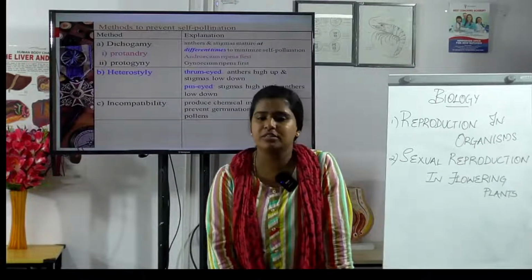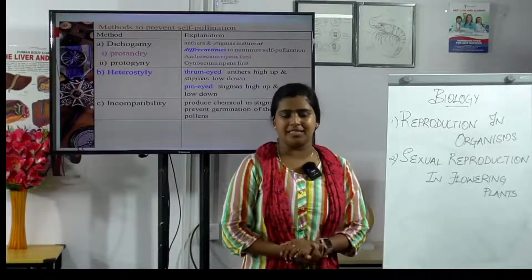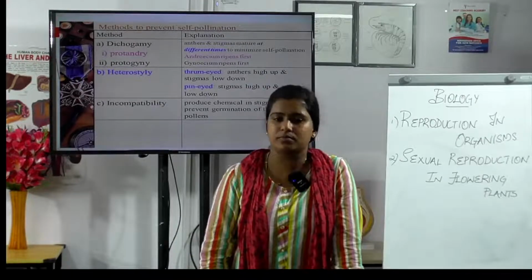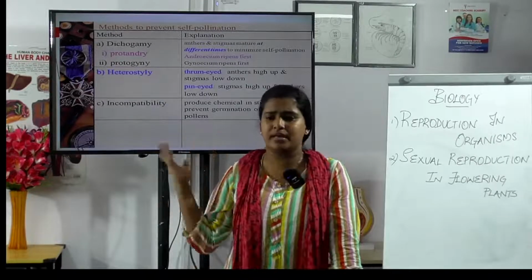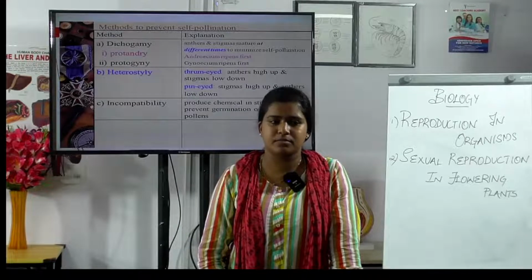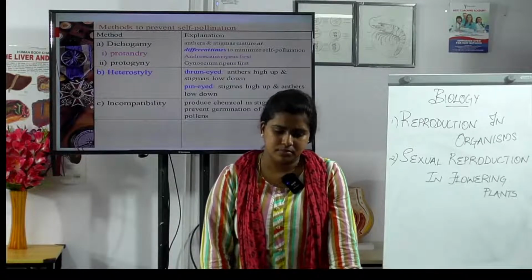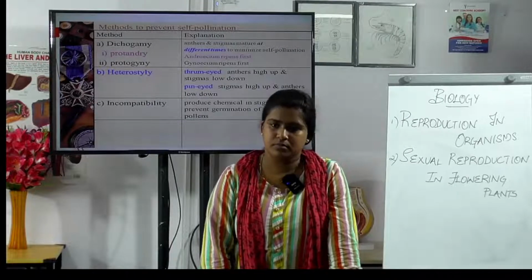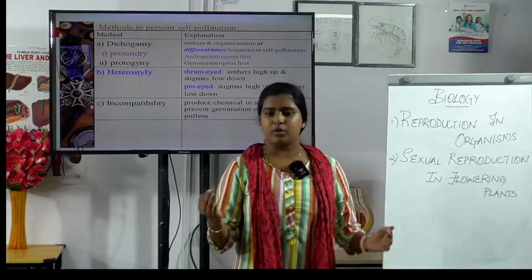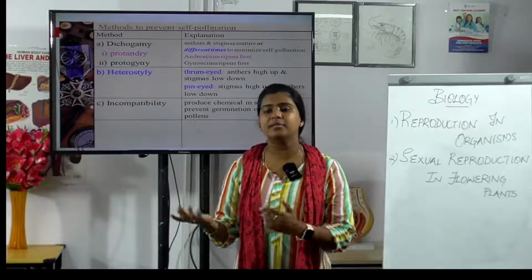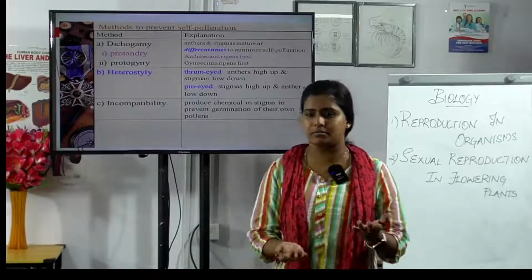And there are also different methods to prevent self pollination. What happens because of self pollination? Why is there a prevention method for self pollination? Tell some reasons. Same flower means there won't be variations. Okay, because of self pollination they lead to inbreeding depression, they'll suffer from it.